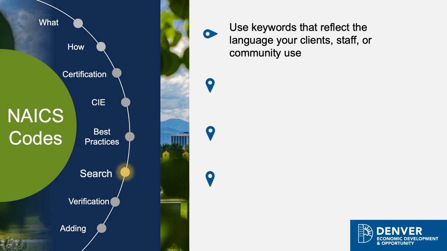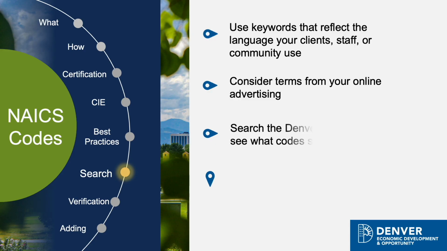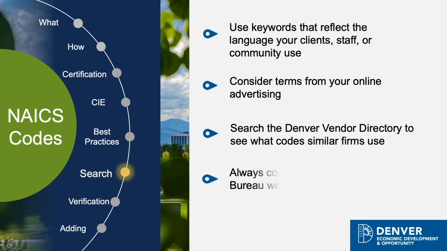When searching by keyword, here's a helpful tip. Think about the language your clients, staff, or community frequently use to describe your business. Often, these keywords align with language used in your online advertising. You can also search Denver's vendor directory at denver.mwdbe.com to see which NAICS codes similar firms are using. Just remember, always cross-reference any third-party resources with the official U.S. Census Bureau site to ensure accuracy.